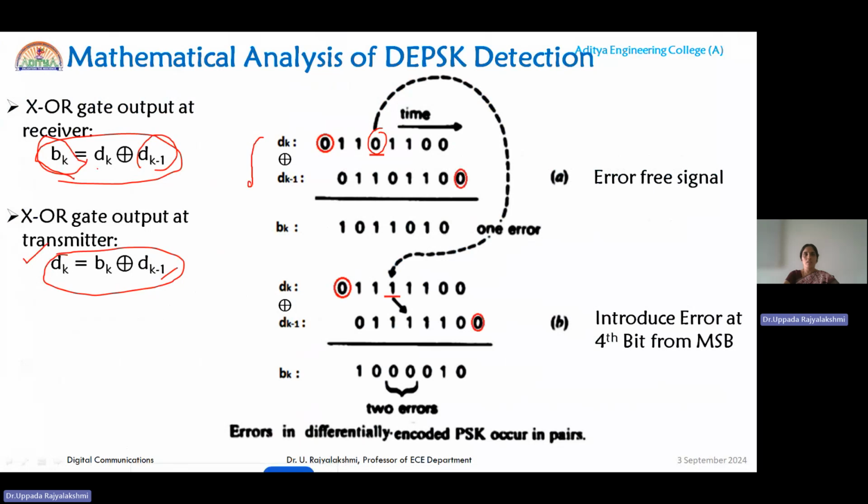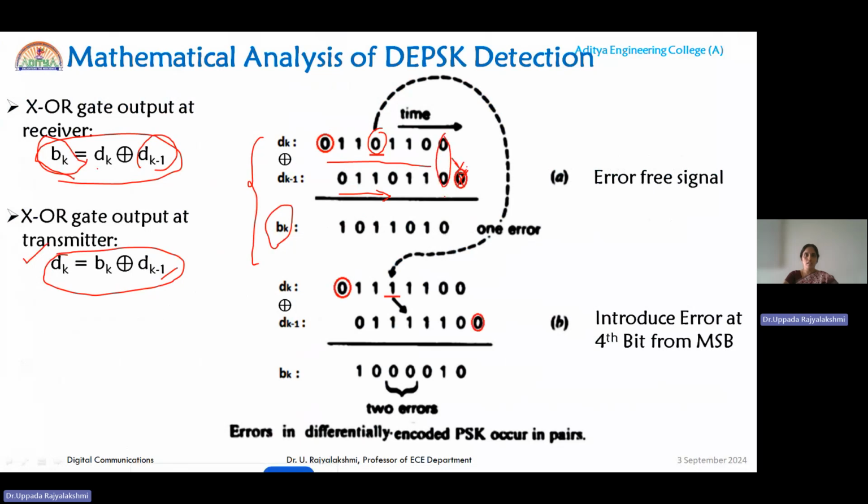Let us see the principle of the receiver. We know that bk is equal to dk XOR with dk minus 1. Let us take the sequence as 0, 1, 1, 0, 1, 1, 0. Take the 1-bit right shift. If you take 1 bit, all the bits get shifted towards the right side by 1 bit. So the last data bit 0 comes out of alignment, so we can remove this. So you will have 0, 1, 1, 0, 1, 1, 0, and this 0 is a leftover bit if you do a 1-bit right shift.